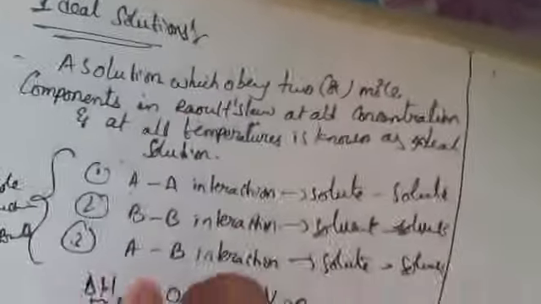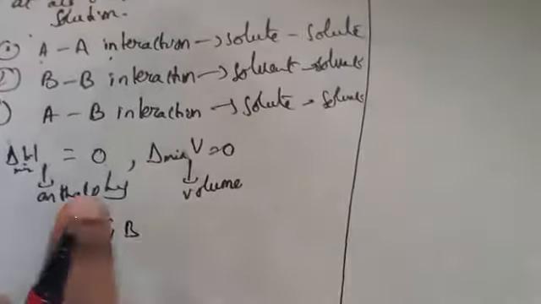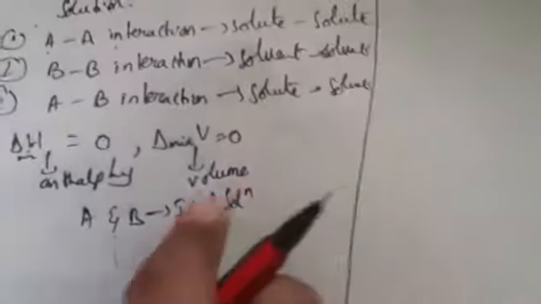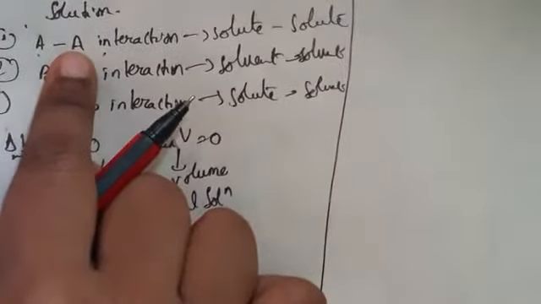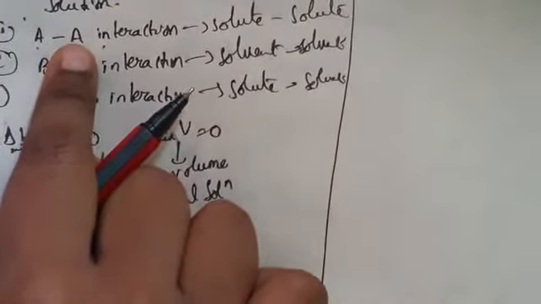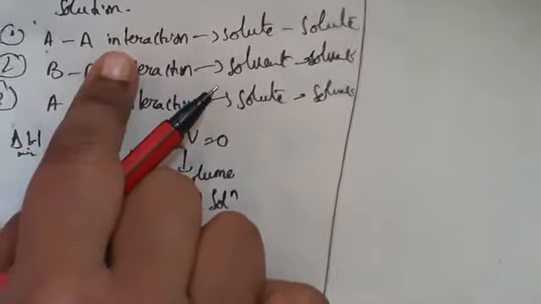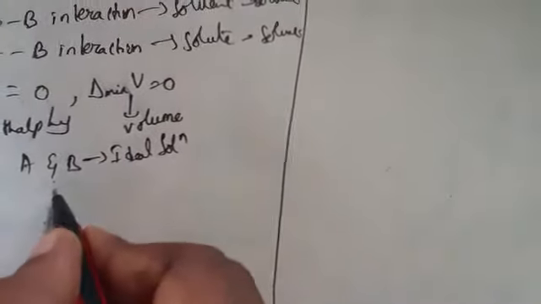That's why we call this an ideal solution. I'll repeat once again: if we take two liquids A and B, in an ideal solution A and B form an ideal solution. If the AA molecular attractive forces are similar to the BB molecular attractive forces, in such a solution the A and B molecular attraction is similar to the AA and BB attraction. For example, in a vessel I am taking C.